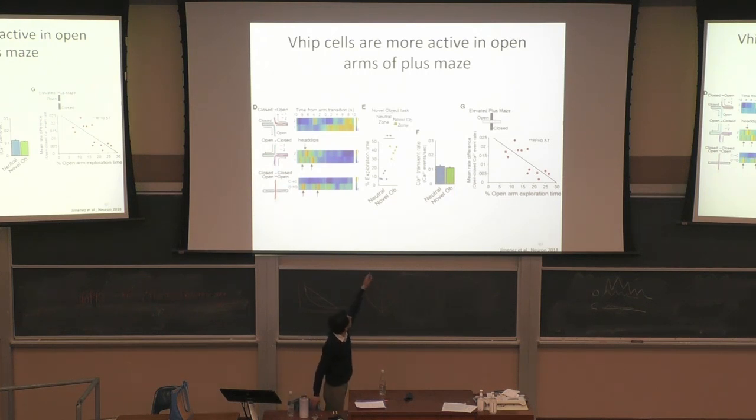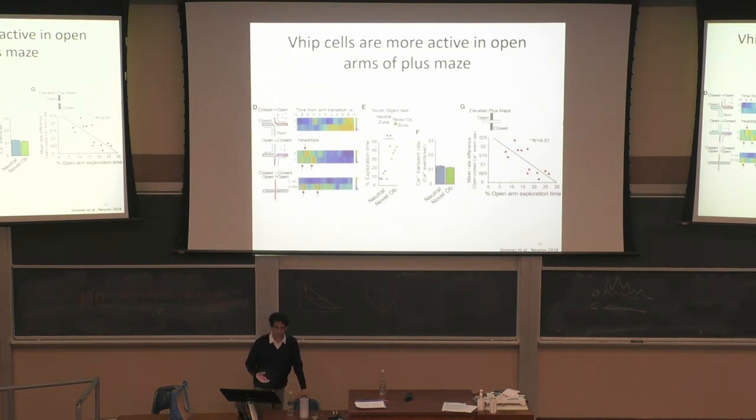And then they show here that the cell is not more active near the novel object compared to empty area. So it shows that the effects in the plus maze are not explained by novelty, they're better explained by openness, open space.